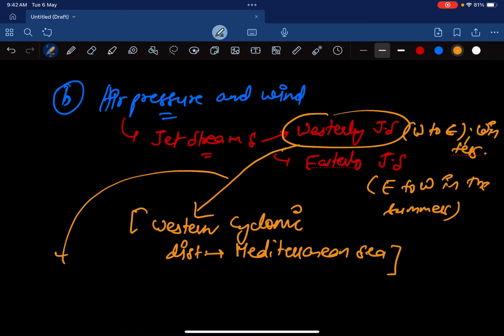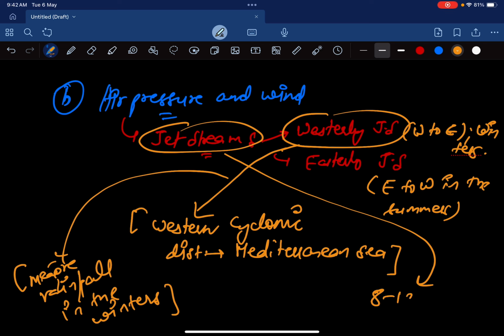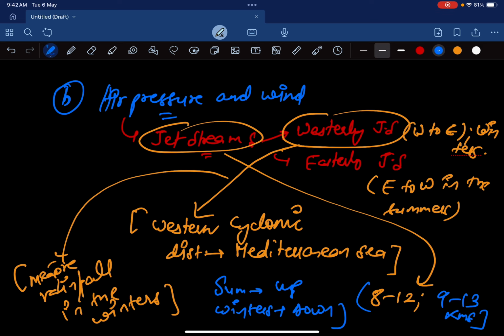ज़्यादा नहीं होती, कम होती. Meager मतलब कम. Meager rainfall in the winter. यूजुअली जेट स्ट्रीम कहाँ से कहाँ तक वो करती हैं आपका 8 से 12 या फिर बुक में जो दे रखा है दैट इज़ 9 to 13 किलोमीटर्स. इट कीप्स ऑन शिफ्टिंग राइट. अगर हम समर्स में बात करें तो जो जेट स्ट्रीम होती है दैट मूव्स अप, और विंटर्स में बात करें तो इट कम्स डाउन राइट.